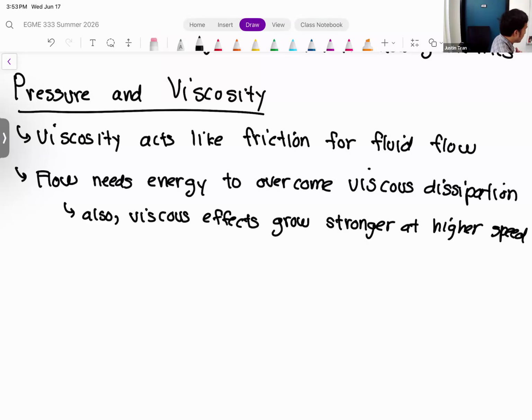Okay? So where does the flow actually get this energy from, right? If these viscous effects are always present, if they are constantly sapping energy away from your flow, then the flow needs this energy to come from somewhere. Okay. So the main place where fluid gets its energy from, in the general sense, and there are also other sources, but flow is mostly going to get this from the pressure. Okay?